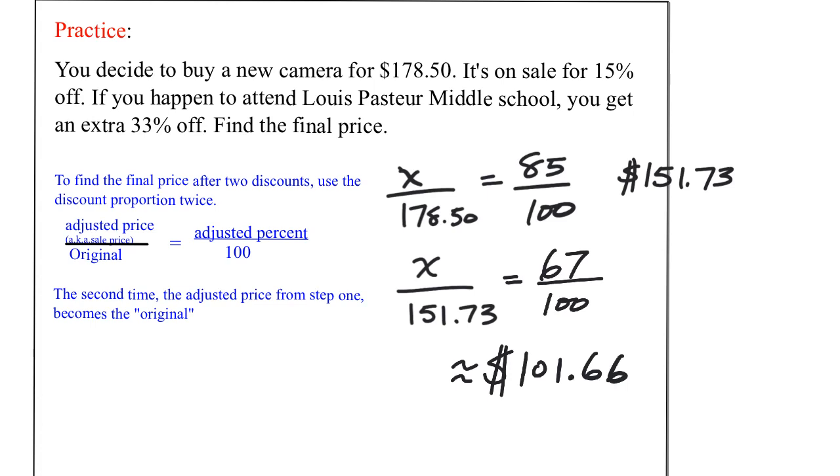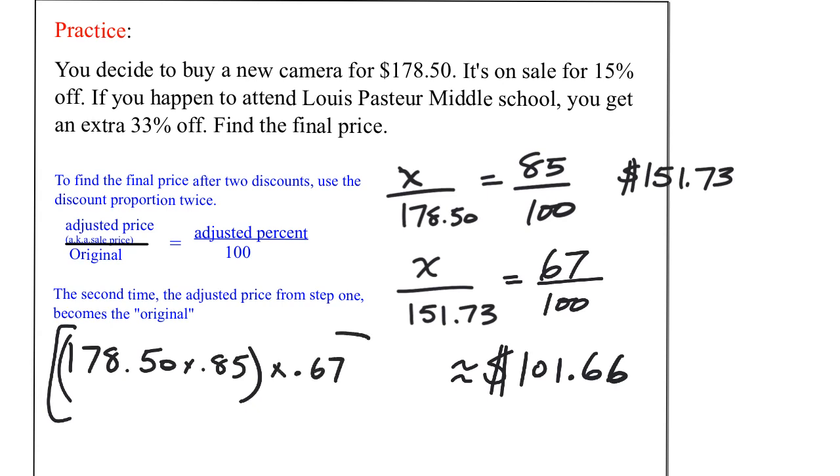Does the order actually matter here? Does it matter if the cashier were to put in the 15% first or the 33% first? The best way to think of it is with equations, when we just multiply. So we really took 178.50, multiplied it by 0.85, and then we took that result and multiplied it by 0.67. So this is really what we just did in short. And it should work out to the same answer. So would it matter if we switch the order?